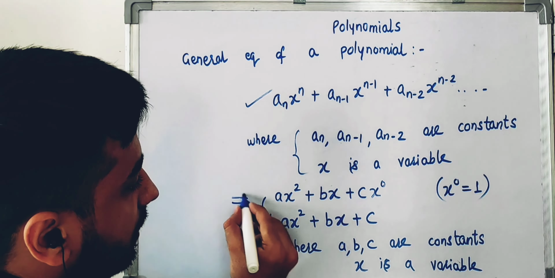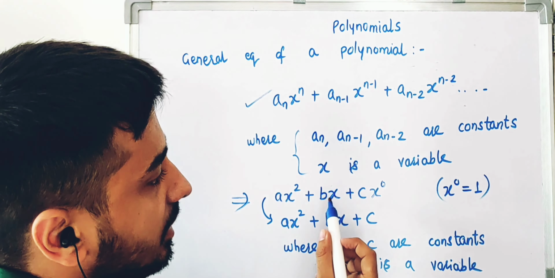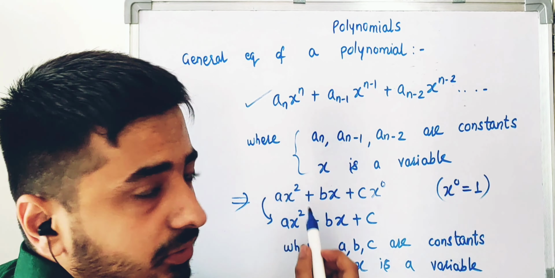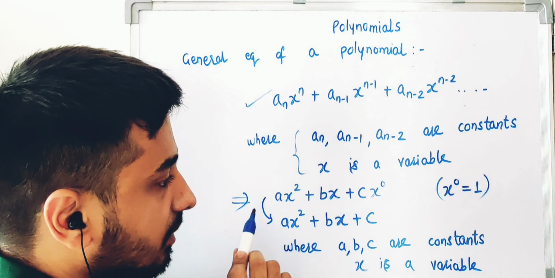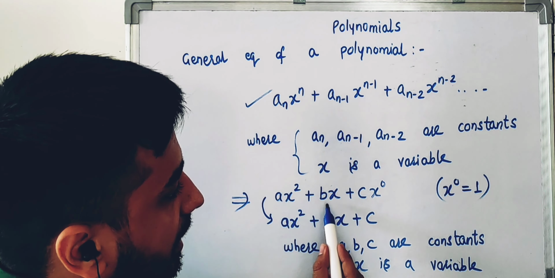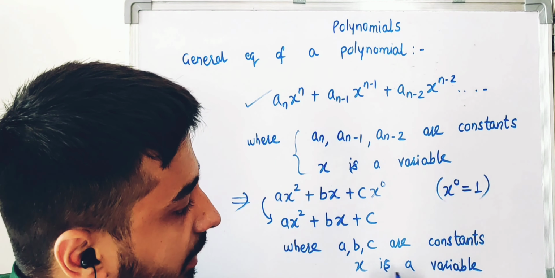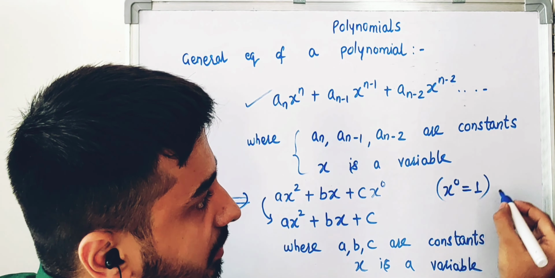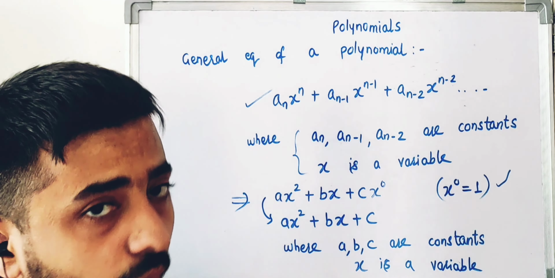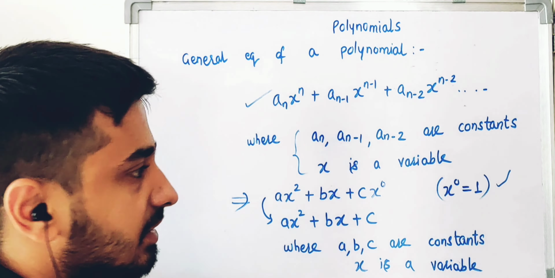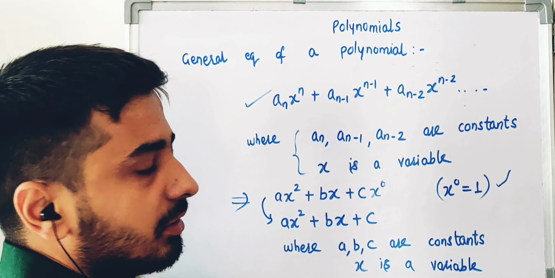We have taken this example: ax square plus bx plus c x to the power 0. The power of x is decreasing, where a, b, c are constants and x is a variable. And we know that x to the power 0 is 1. I hope it is clear. Okay, let us move to the next topic.